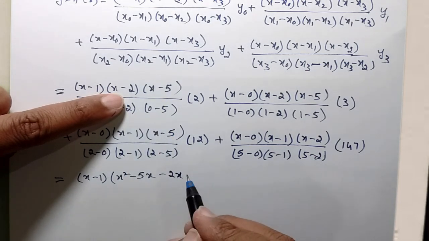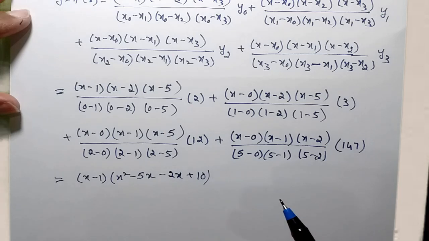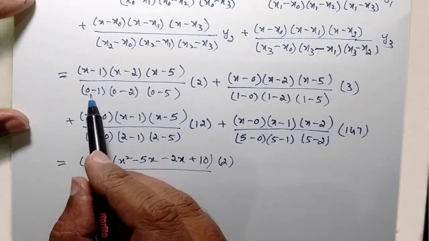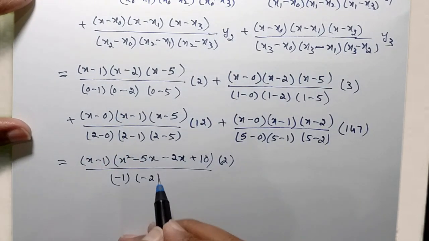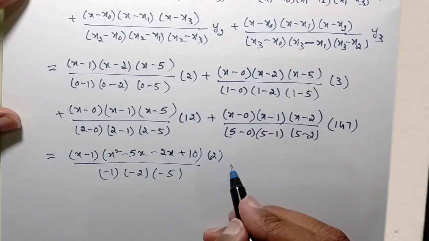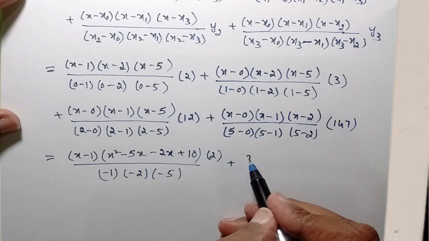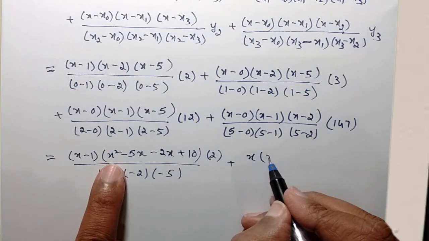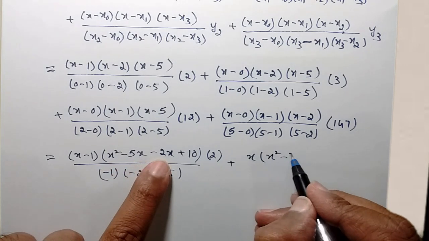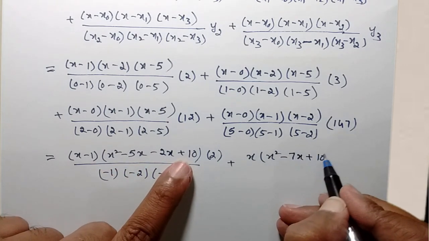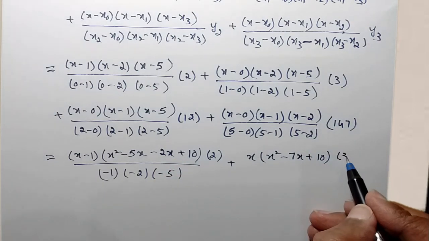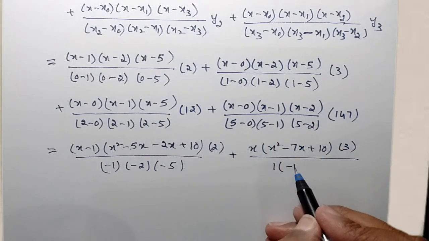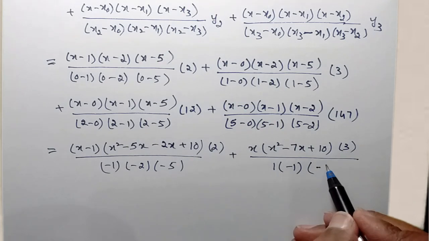Then minus of minus will be plus, 2 times 5 will be 10, into 2 divided by the denominator: minus 1, minus 2 and minus 5, plus here x minus 0 will be x itself. I have already multiplied this x minus 2, x minus 5 here. Let me rewrite: x square minus 5 minus 2 will be minus 7x plus 10, and into 3 there, whole divided by the denominator. It is just 1, 1 minus 2 will be minus 1, and 1 minus 5 will be minus 4.